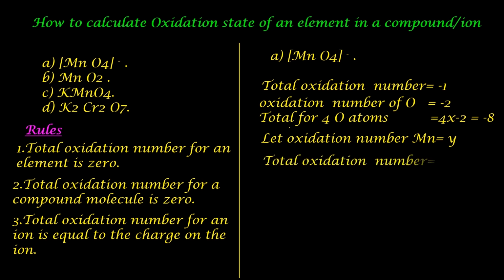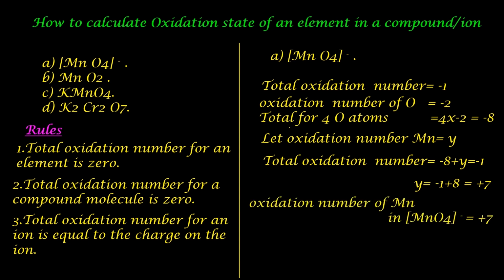Then total oxidation number is equal to negative 8 plus Y equal to negative 1. From this, Y is equal to negative 1 plus 8 equal to positive 7. Negative 8 on the left hand side is transferred to the right hand side, so it becomes positive 8. So the oxidation number of manganese in MnO4 negative ion is plus 7. We have solved that question.